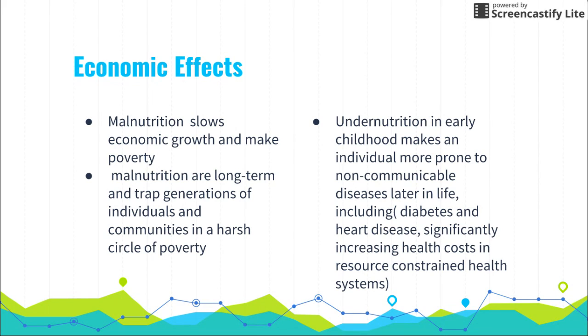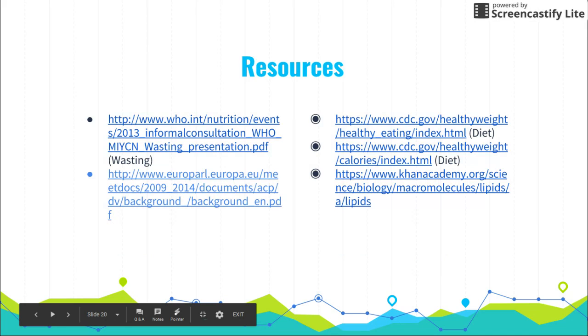Economic effects. Malnutrition slows economic growth and perpetuates poverty. Malnutrition is long-term and traps generations of individuals and communities in a harsh cycle of poverty. Undernutrition at an early age makes an individual prone to non-communicable disease later in life, including diabetes and heart disease, significantly increasing health costs in resource-constrained health systems.